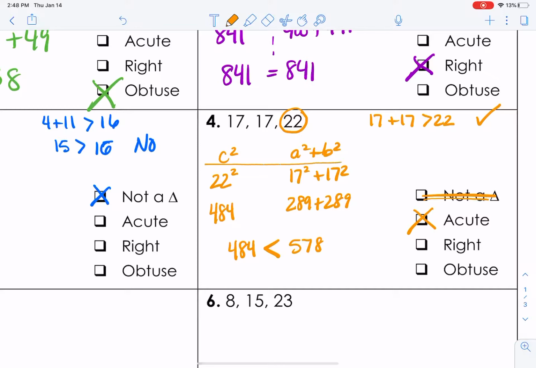So we're just comparing c squared to a squared plus b squared. Are they equal? Is one bigger than the other one? Which one? And that tells me what kind of triangle it is.